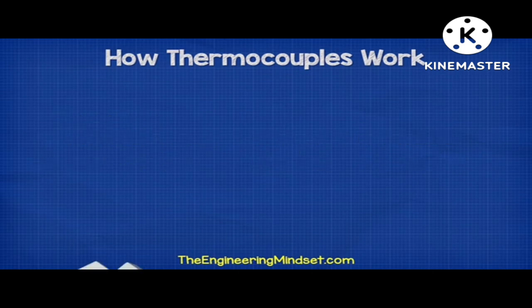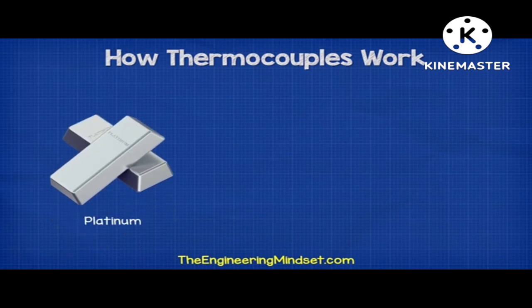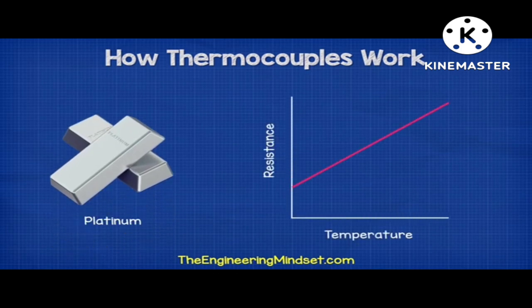We use a material such as platinum because it has a near linear resistance versus temperature gradient. We test the material at known temperatures to obtain the graph. For example, at 0 degrees Celsius, the material will have a resistance of 100 ohms, and at 100 degrees Celsius, it has a resistance of 138.5 ohms.